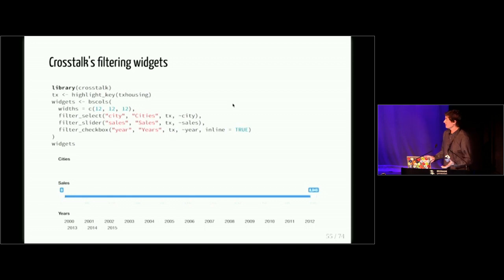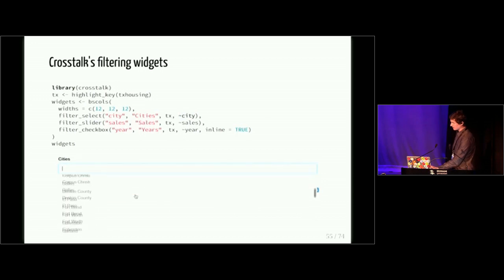So here's an example of using the Crosstalk library, where I'm going to create a shared data object via this highlight key and feed that into these three different filter_select, filter_slider, filter_checkbox, and also specifying sort of like a unit of interest for these different filter widgets. So by saying filter select with the city variable, that will give me all the different unique values for the city column.